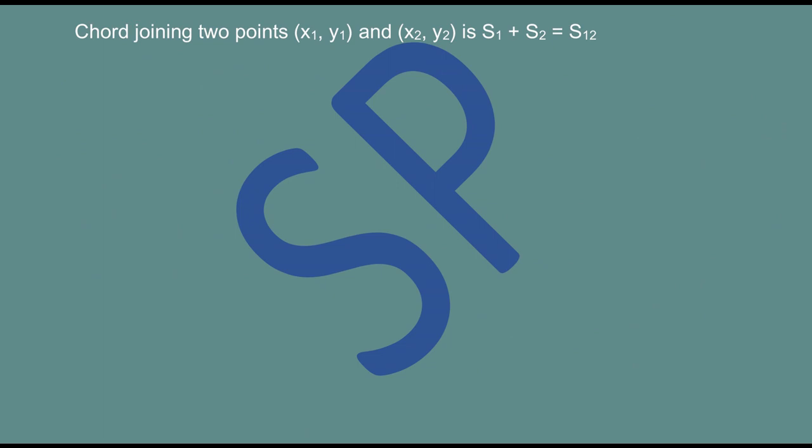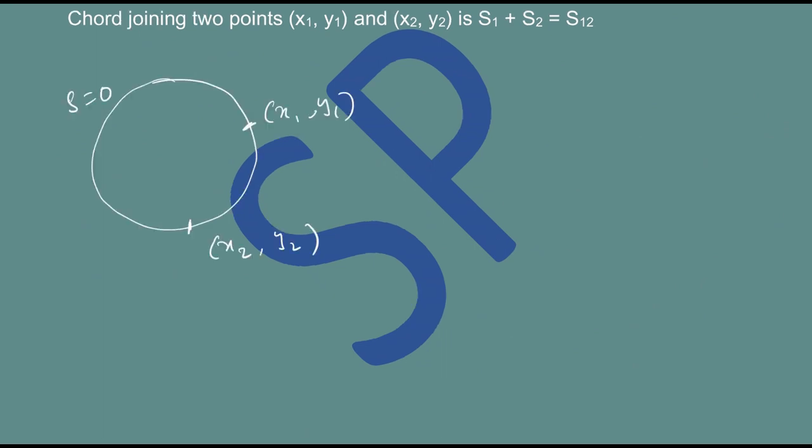Okay, one more concept. Here we are going to see equation to chord joining 2 points. Suppose we are given the circle equation S is equal to 0, and 2 points on it, x1 y1 and x2 y2. We are going to find the equation to the chord joining these 2 points. Yes, you can simply apply the 2-point formula, but we are going to put this equation in this form. Rather, we are going to show that its equation is nothing but S1 plus S2 is equal to S12. I hope you all remember these notations.